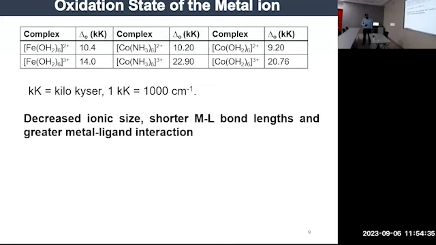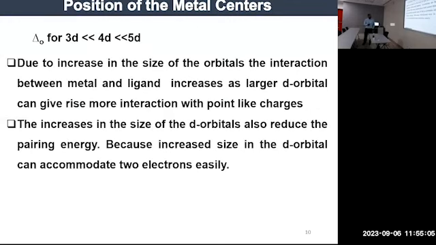So you see that when you increase the oxidation state, the octahedral ligand field splitting energy increases. Why? Because the ionic size is decreasing, the metal-ligand bond lengths are getting shortened, and more interaction is happening, so they will repel each other. As a result, the delta value will increase. Same thing for the cobalt complex also. As you can see, when the oxidation state of cobalt is higher, you get a higher delta value.